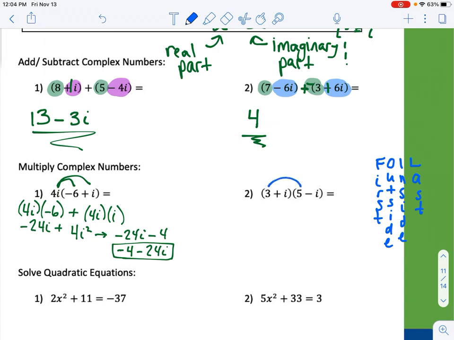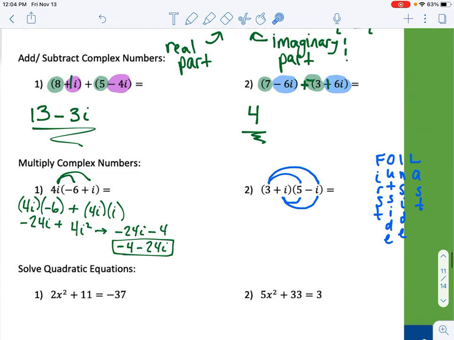This could also be called double distribution, where you take the first term in the first parenthesis multiplied by the other set of parenthesis terms, and then the second term multiplied by both. That's your double distribution. Or you have that first, outer, inner, last multiplication.